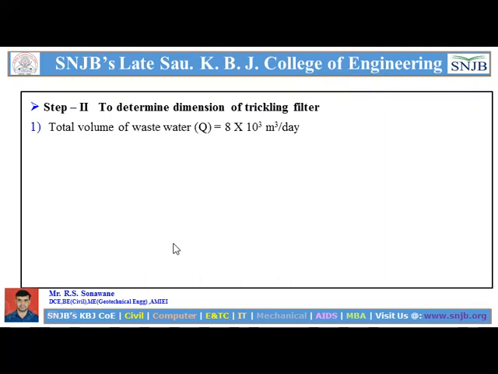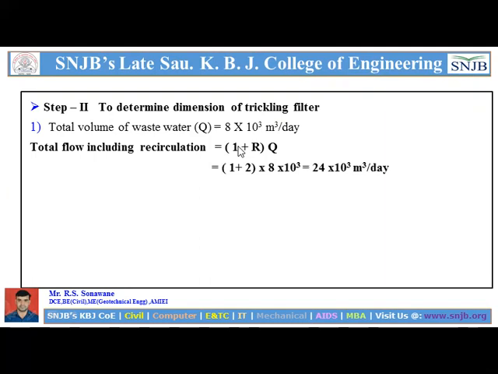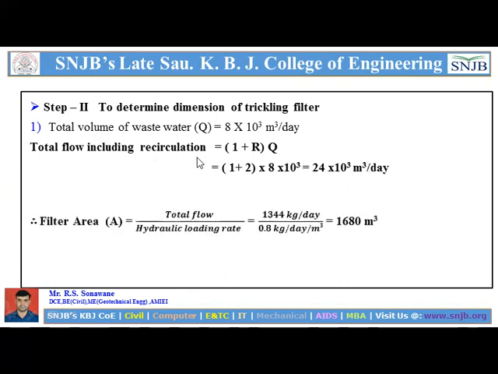First we should know the total volume of wastewater, that is Q, which is already given, at 8 MLD, that is 8 into 10 raised to 3 meter cube per day. Then for the total flow including the recirculation, we have the formula 1 plus R, where R is the recirculation ratio and Q is the discharge of that flow. So put all the values in the formula: (1 plus 2) into 8 into 10 raised to 3, that is equal to 24 into 10 raised to 3 meter cube per day, which is the flow including recirculation.